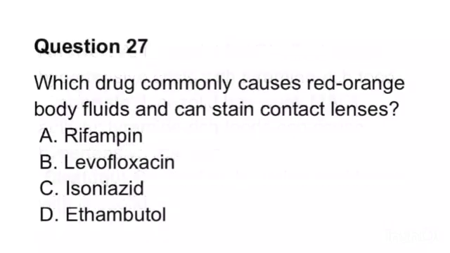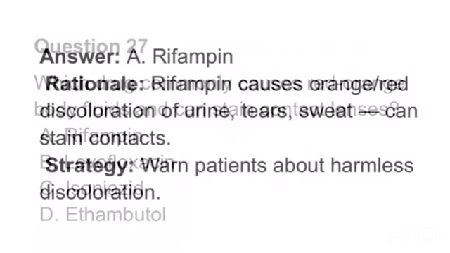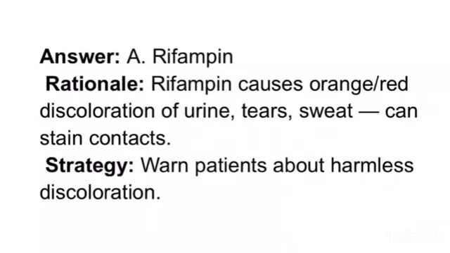Question 27. Which drug commonly causes red-orange body fluids and can stain contact lenses? A. Rifampin. B. Levofloxacin. C. Isoniazid. D. Ethambutol. Answer, A. Rifampin. Rationale, rifampin causes orange/red discoloration of urine, tears, sweat. Can stain contacts. Strategy, warn patients about harmless discoloration.